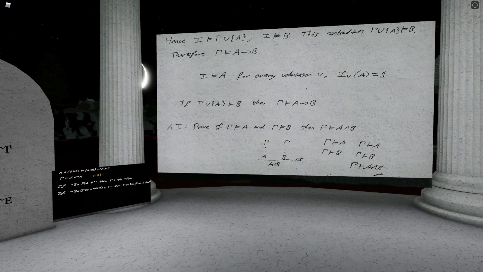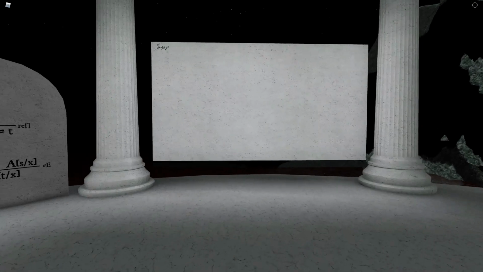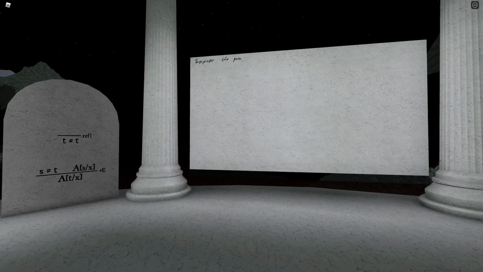I'm going to continue and do a more interesting rule. So let's suppose the proof figure has the form: the proof from gamma to capital A with a substituted for x, to for all x A of x. That's a universal introduction.